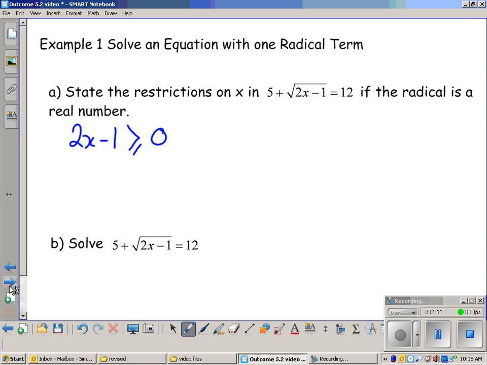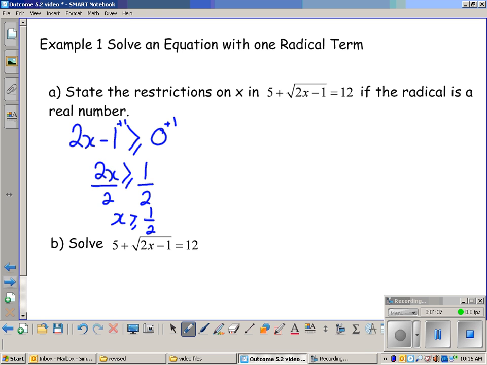Two different ways of doing this. The first one is that I can solve this linear inequality. To solve the linear inequality, I can add 1 to both sides, and I get 2x is greater than or equal to positive 1. Next step is to divide both sides by 2, and we get x must be greater than or equal to 1/2.